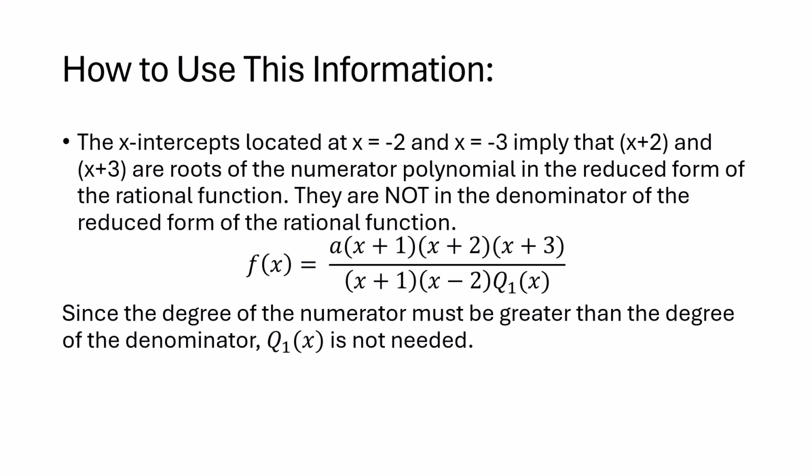And the reason why we're going to drop this is because currently it's not needed. If I were to add in an additional factor, then the degrees of these numerator and denominator polynomials would be equal, and I wouldn't have an oblique asymptote. I would have a horizontal asymptote. So we're going to drop the q1 part because we don't think we need it right now, and then we're going to figure out this value of a.